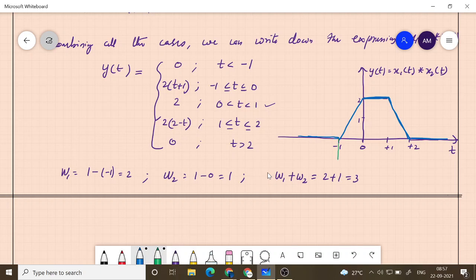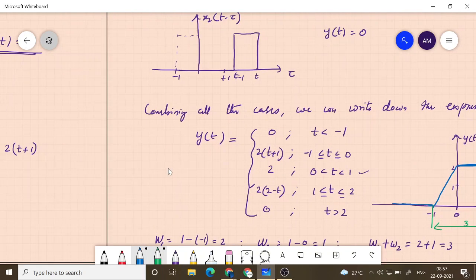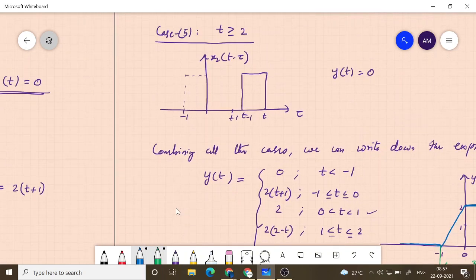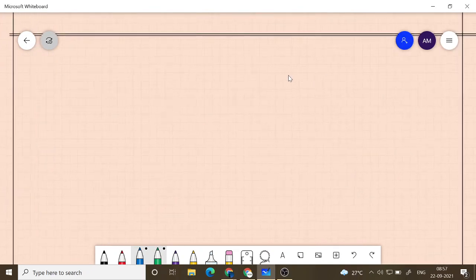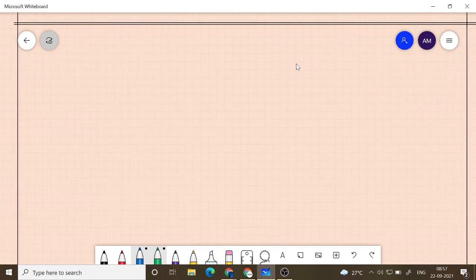You can see this here. If I take this as the width and measure it, you will see that it is equal to 3, which is W1 plus W2. So the width satisfies the property that we derived. So that is one example. Any doubts in this case? If there is no doubt, we will proceed.